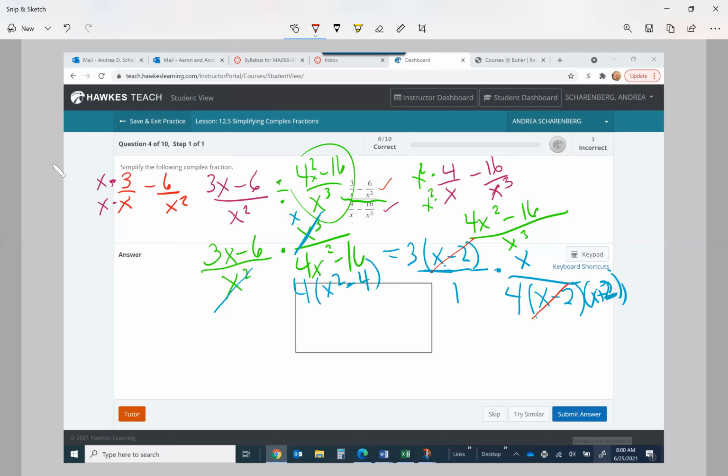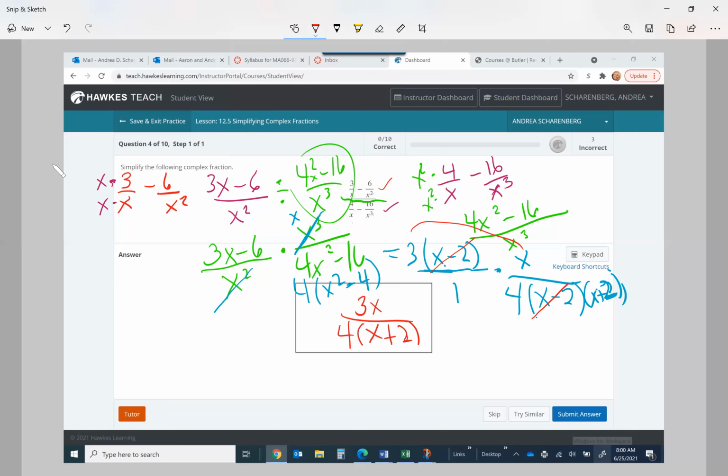So now I'm just going to multiply across. I have 3 times x, which is 3x. And on the bottom, I can have 4 times x plus 2. And that's the final answer.